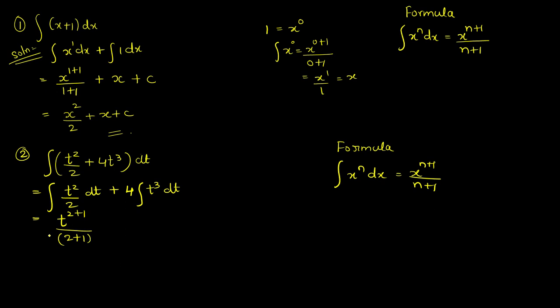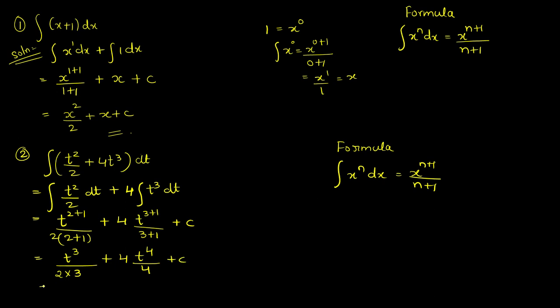So we'll keep the 2 outside, multiplied, plus 4 as it is, integral of t cube now. So it is t power 3 plus 1 divided by 3 plus 1 plus the constant of integration c. Now if we simplify this, t power 2 plus 1 will be 3 divided by, again 3 in the denominator with the 2 multiplied, which was in the given question, plus 4 times t power 4 divided by 4 plus c.